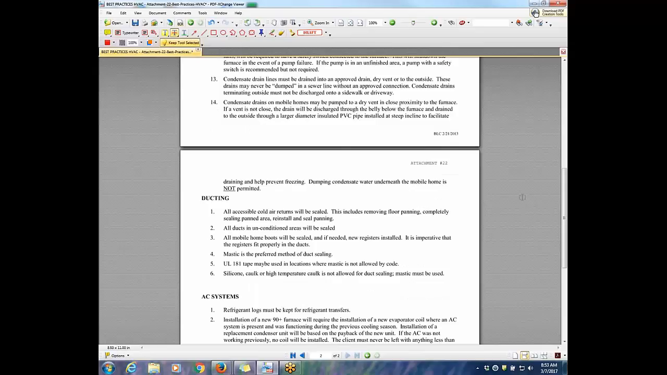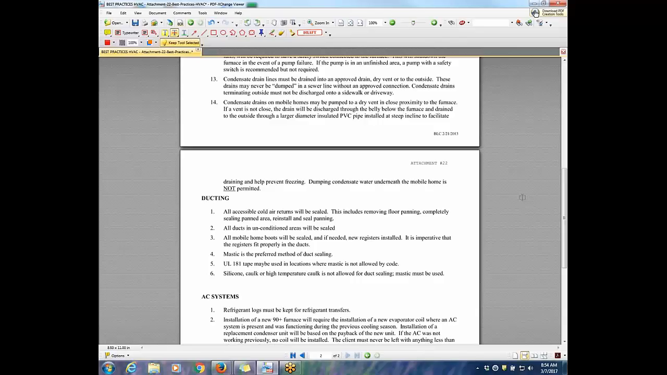14, this one has come up lately. So condensate drains on mobile homes. And then the last part that says if you can't find a dry or a vent to run it into or a drain to run it into, a large diameter insulated PVC pipe installed at a steep incline to facilitate draining and help prevent freezing. Dumping condensate water underneath the mobile home is not permitted. This was one that Mike and Gary said, you shall put that in the best practices. They didn't want condensate dumped under a mobile home. This has come up recently. What are your guys' thoughts?